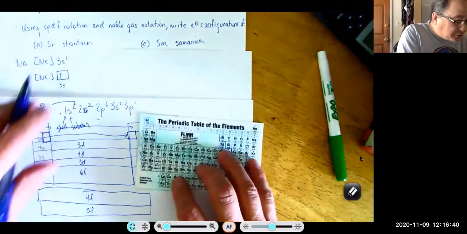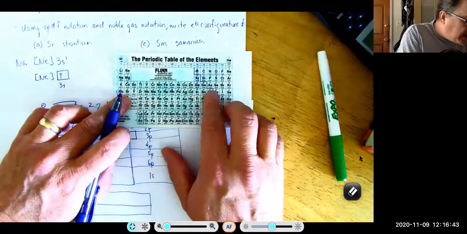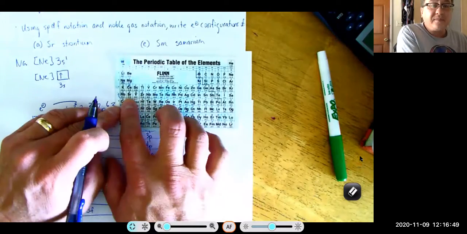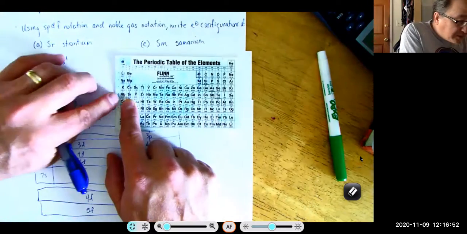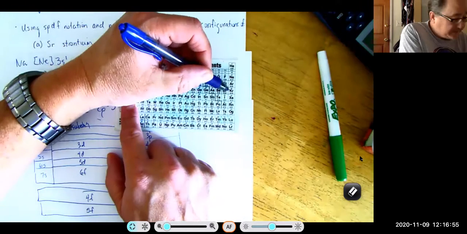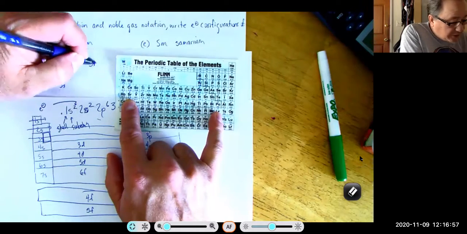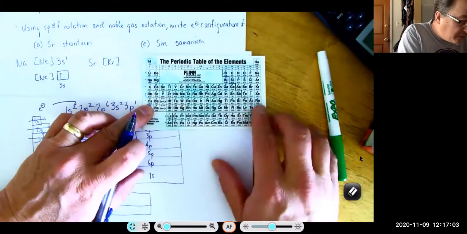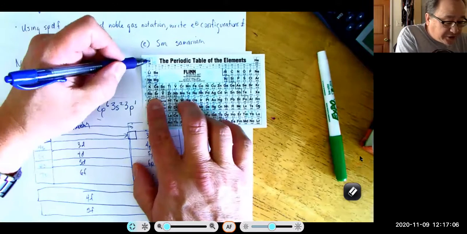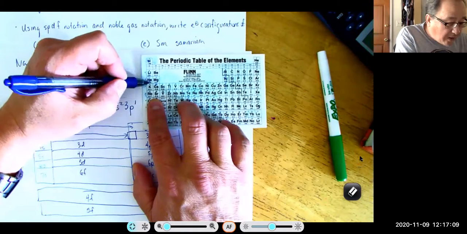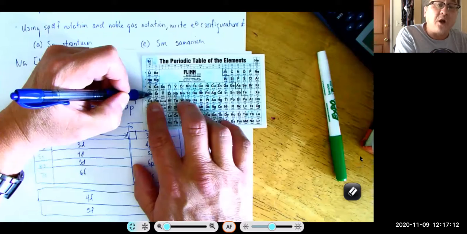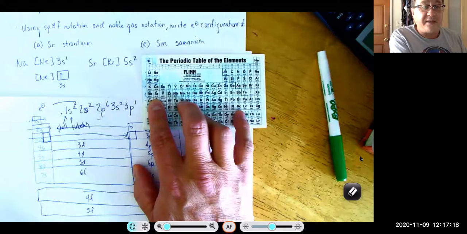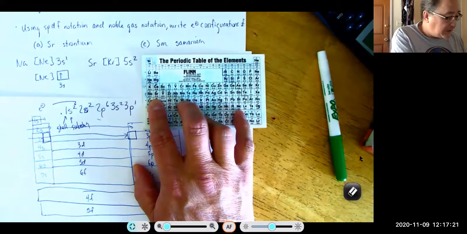So we're asked to do strontium, and strontium you can see is where? Right here. There's strontium. So if we go back to the previous period, we can see that we can start at krypton. So for strontium, we're going to start at krypton, and then we're just going to read from there. So here's krypton. When I go down, this is 1s2, 2s2, 3s2, 4s2, 5s2. So strontium is in the 5s subshell. It's the second element in the 5s subshell. So we get krypton, 5s2, and we're done with strontium.